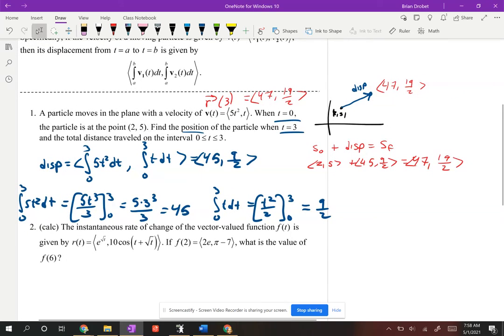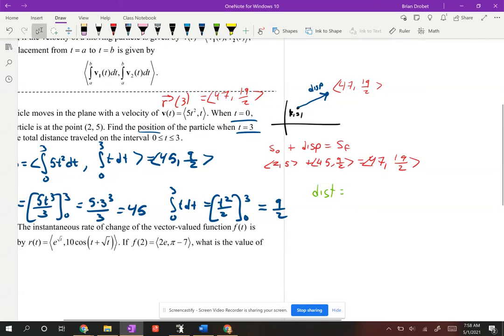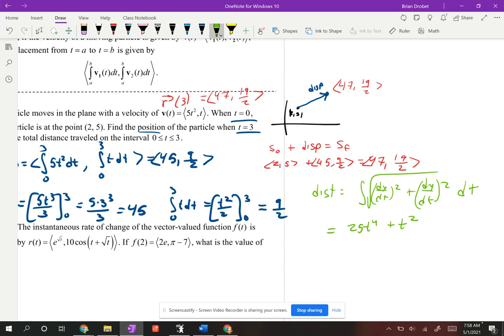Recall that in previous notes, we had an equation for finding the length of a curve. The length of the curve is given by integrating the square root of dx dt squared plus dy dt squared, integral with respect to t. It's effectively integrating the speed as a function. So in this case, that is 25t to the fourth, that's dx dt squared, plus t squared, square root, integral from 0 to 3 with respect to t.